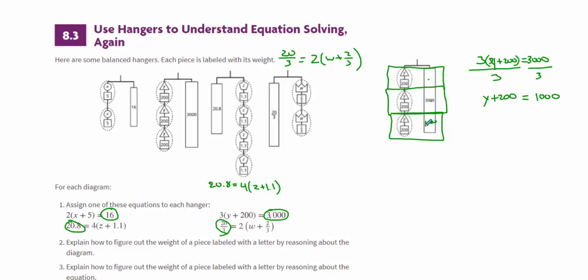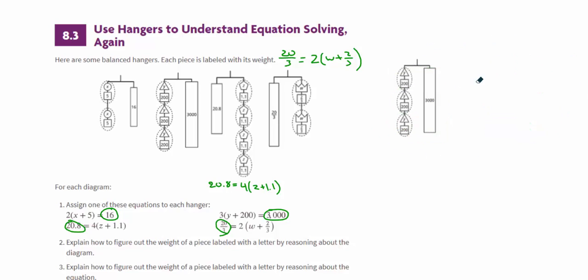So let's just focus on one of these groups. So I take away 200 here, and I take away 200 here, which gives me 800. So I take away 200 from each side, which gives me 1y is equal to 800. Okay, let's look at the next one.